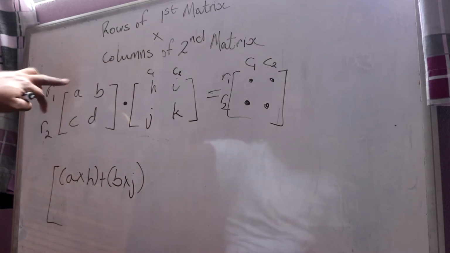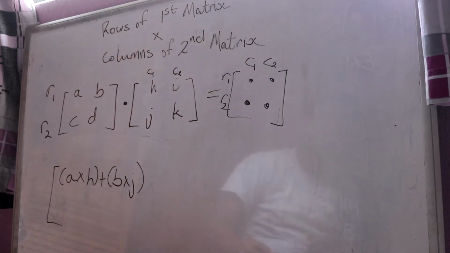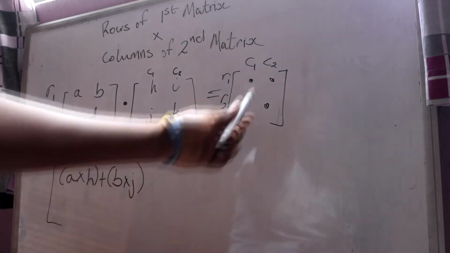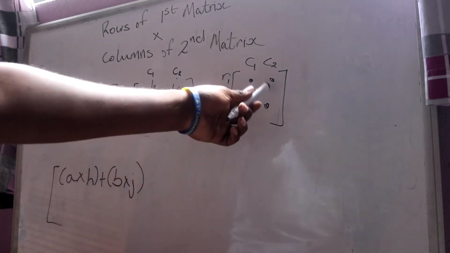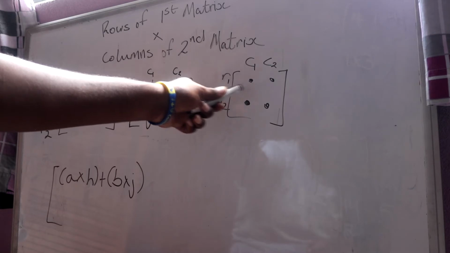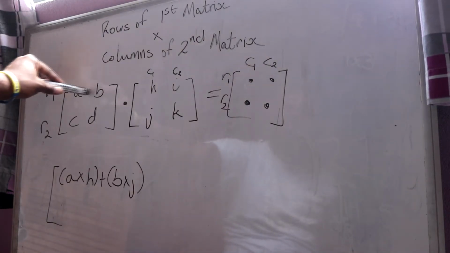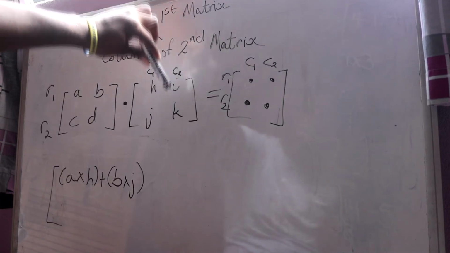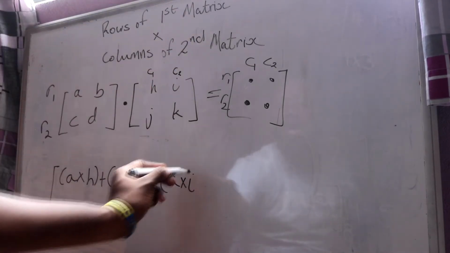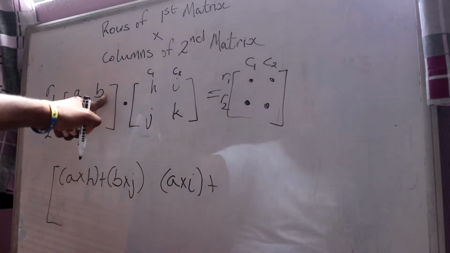So you're going to have A by H, B by J. And that will give you this thing right here. Let's go to this one. This element is still in row 1, but it's in a different column, column 2. So all of row 1 is multiplying now column 2. So A is going to multiply I, and then B is going to multiply K.